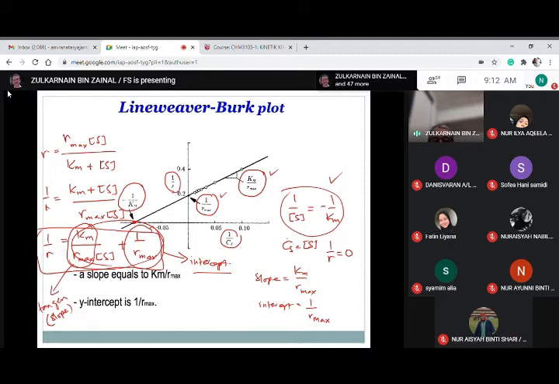Or you can also determine the Km value, which is just the slope over the intercept. So slope over the intercept is really the Km value. You can shortcut that if you just want to determine the value of Km. But it's also okay if you want to, you can determine the value of Rmax first, and then the value of Km.